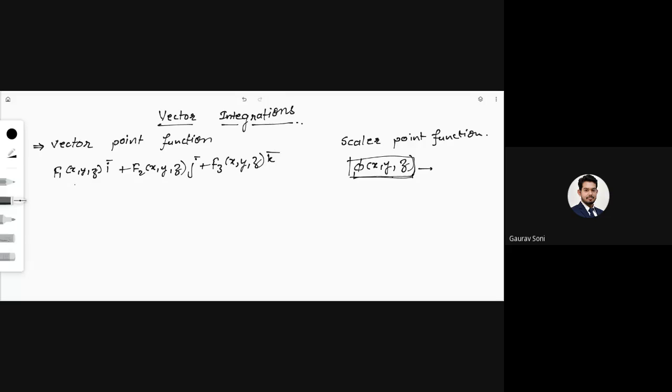So when you put the values of x, y, z in this case, I'll get some a1 i bar plus a2 j bar plus a3 k bar. So if I put the value of x, y, z, this is a function whose answer is going to be a vector. That's why it is called a vector point function.